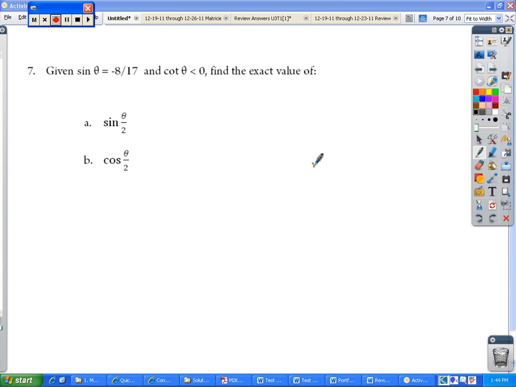All right, let's go ahead now and go over number 7. For number 7, we're looking at half angles. But before we can really attempt to do the half angles, we have to look and see what information we're given about the problem.